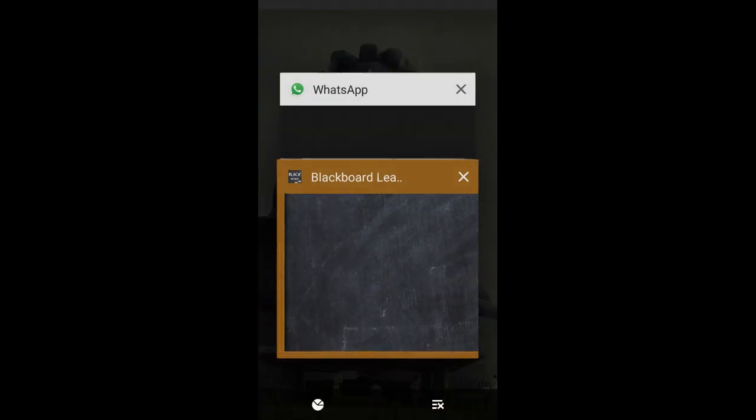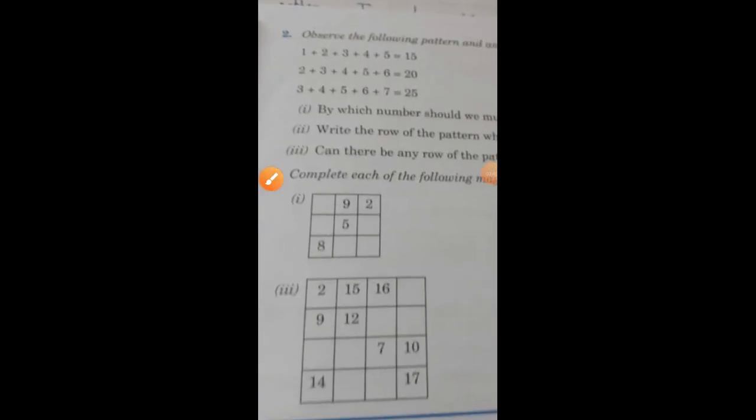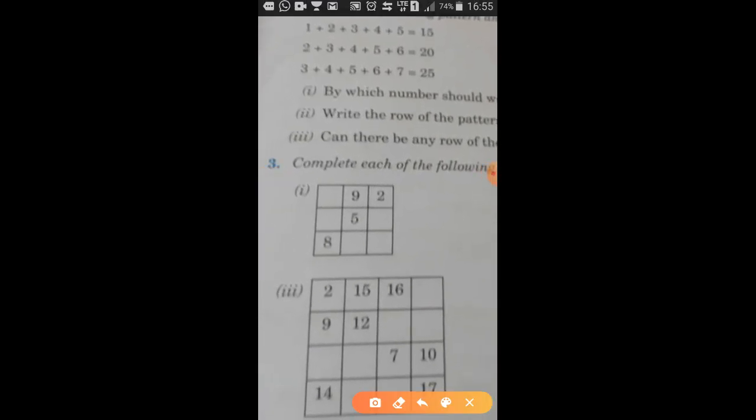Over here it is very difficult to solve like this. So this is the sum. I'll fill it up over here only. I know that from corner to corner, that is 8 plus 5 plus 2, is 15. Now I need 15 everywhere.